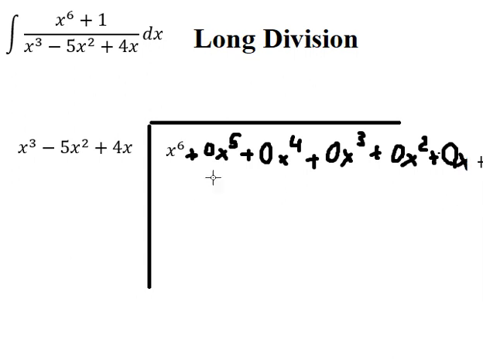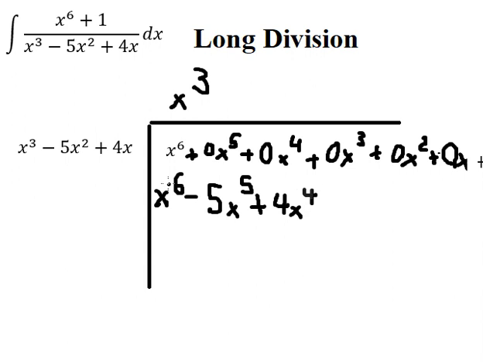So in this situation, we need to use s to the power of 3, because this one with s to the power of 3, we have s to the power of 6. This one we have negative 5s to the power of 5, and this one we have 4s to the power of 4. And now we need to minus two equations. So we have like this.